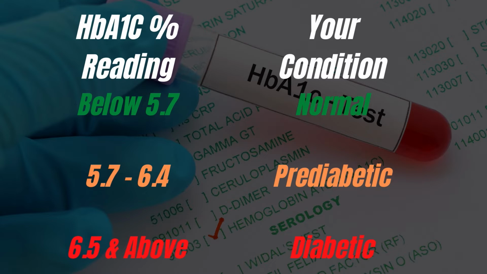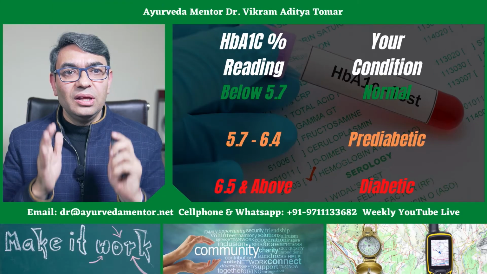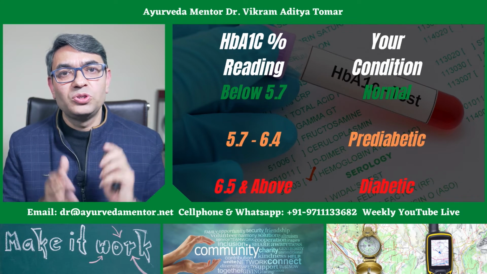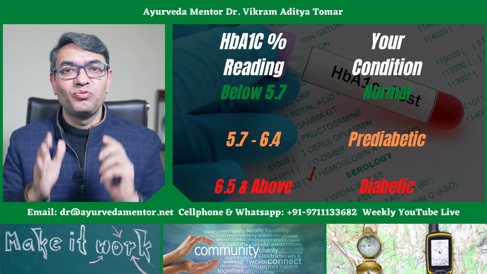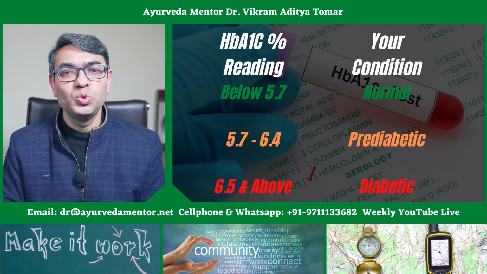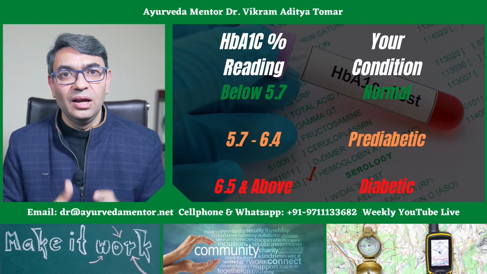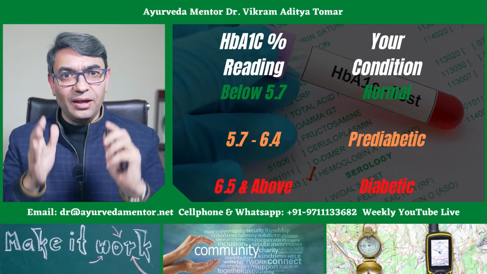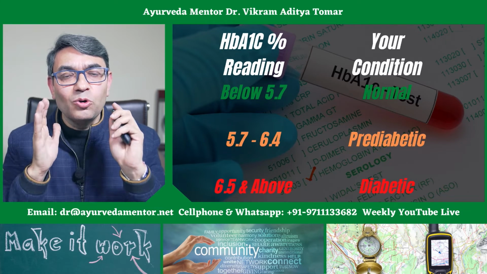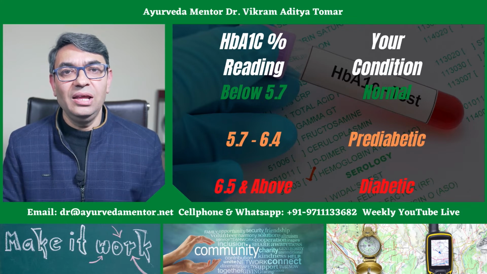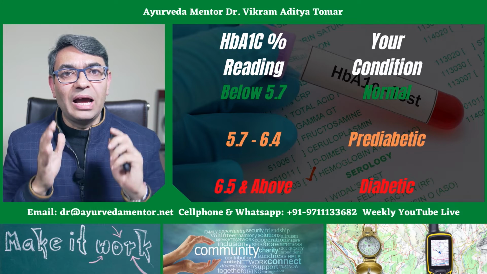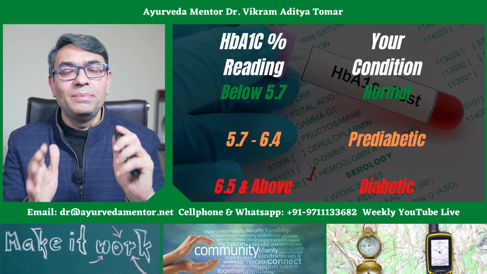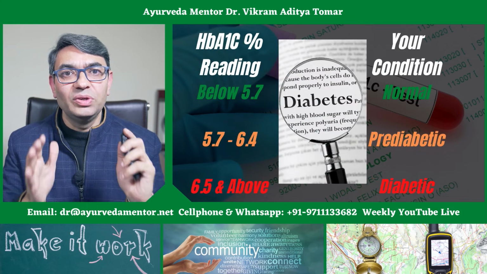Look at this chart. This is giving you an association between A1C reading and diabetic condition. If A1C reading is below 5.7, you are a normal healthy person. Congratulations. If the reading is between 5.7 to 6.4, you are in the pre-diabetic category. And this is the best time for you to take care of your health, of your metabolic condition through diet, lifestyle and herbs. If your A1C reading is 6.5 and above, then you are a diabetic person. You are clinically diagnosed with diabetes.